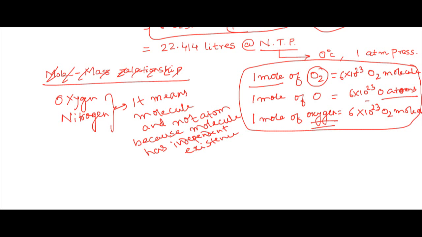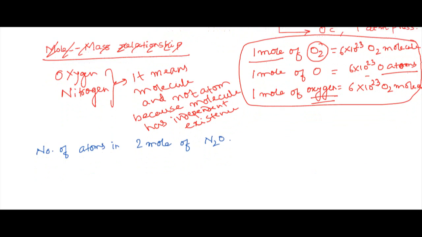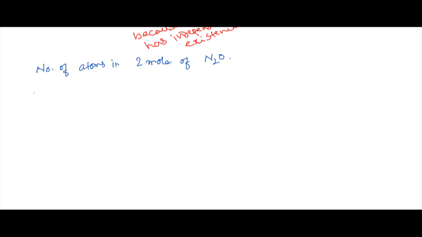Suppose somebody asks me the number of atoms in 2 mole of N2O. So how will I solve this problem? You just have to notice the steps that are involved in a very conceptual manner so that you don't make mistakes in examinations. That is it.